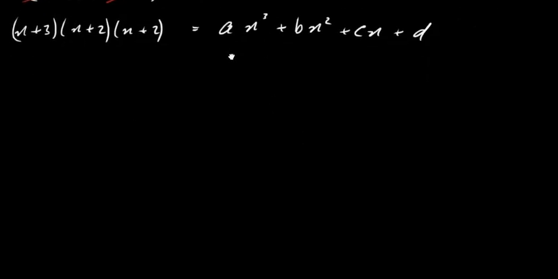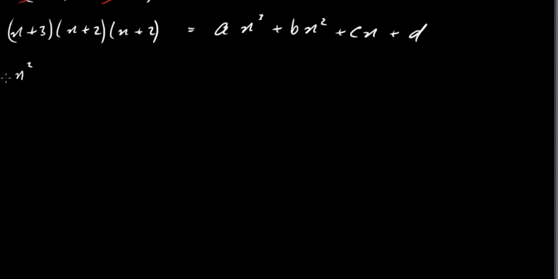Now you can see on the left hand side here, it's a cubic expression. So I'm just going to multiply it all out. So if I multiply these two out first, I get n squared plus 5n plus 6. So all I've done here is multiplied out these two here, and I'm multiplying that by n plus 2. I'm saying that's equal to all of this.